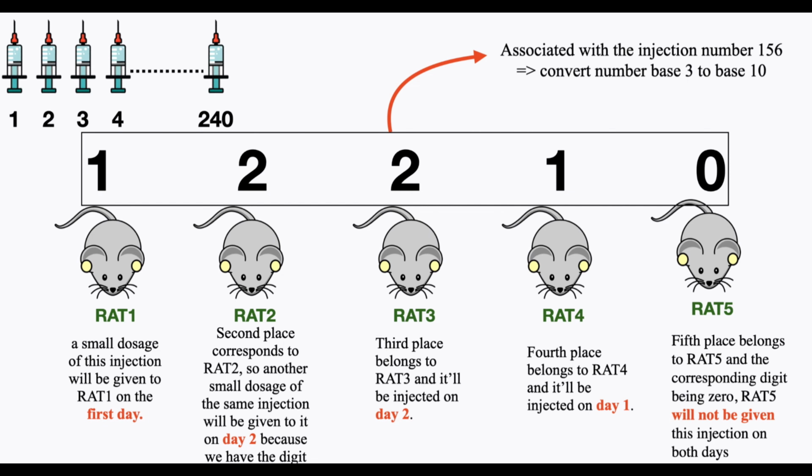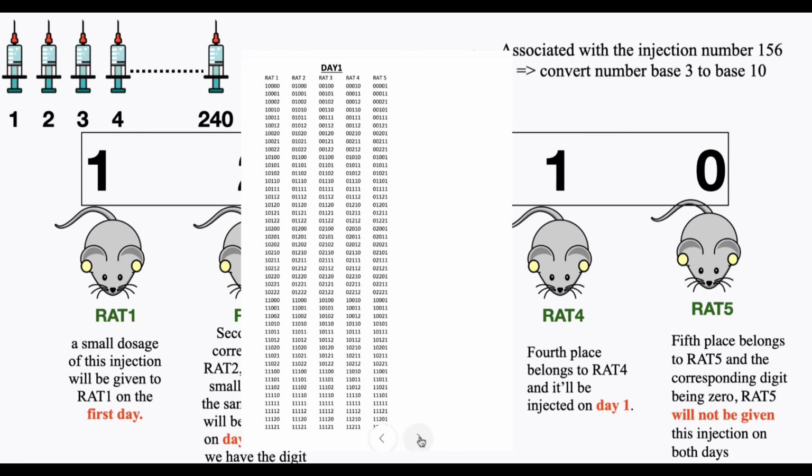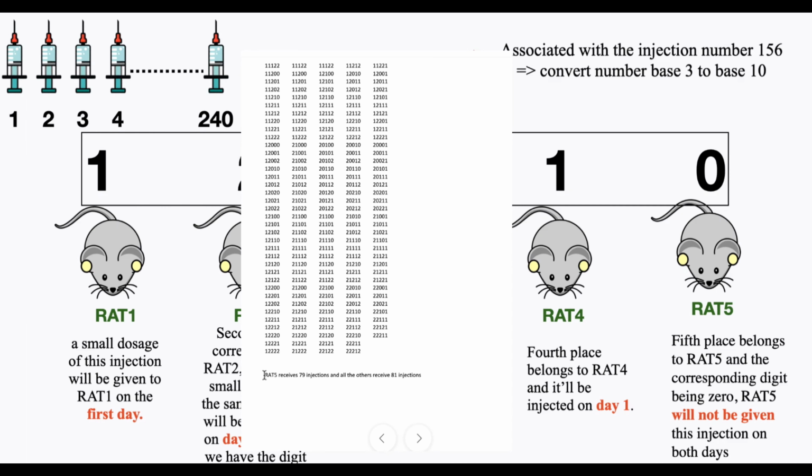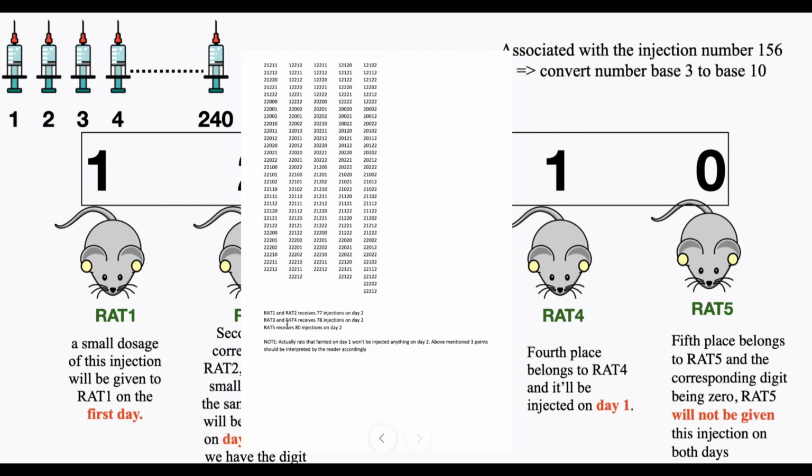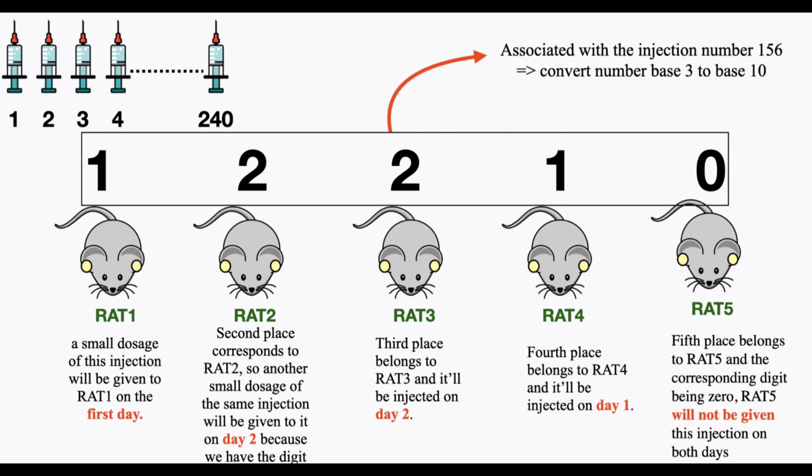In a similar way, we inject each of those 240 injections by following the label instructions given on them. Here, I have made a list of injections received by each rat on both days. Have a quick glance at them if you are still confused with the labeling. Now that we have injected all this, how do we know which one is the anesthesia?